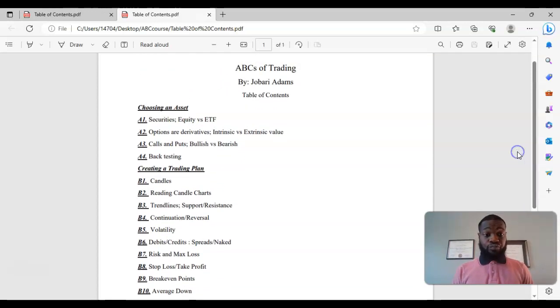So, number 1, A1. This is like a big kids course. It's simple and it's ABCs, but not a lot of fluff, a lot of straightforwardness, and we're going to get right into it. Number 1, securities. What are securities? Equities, ETFs.